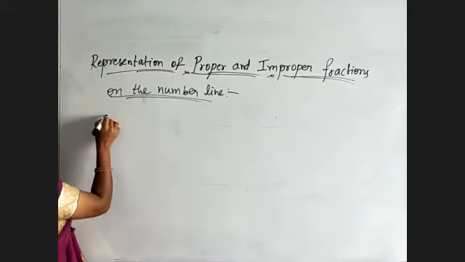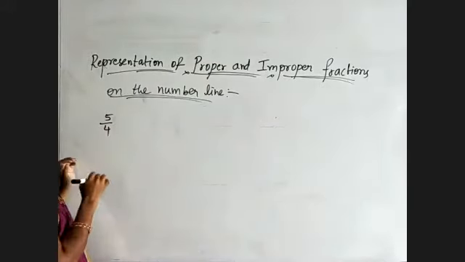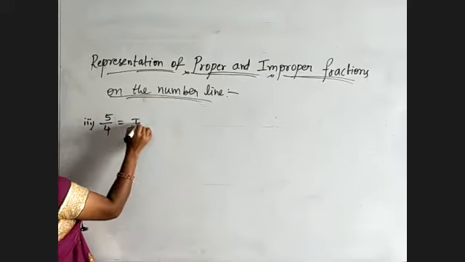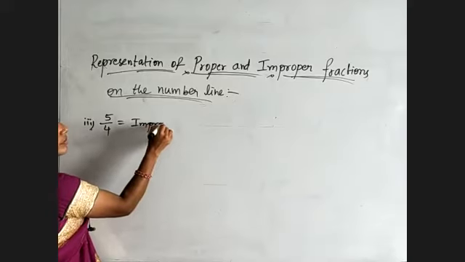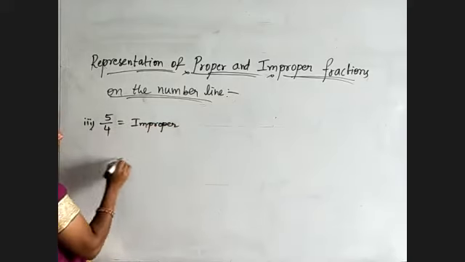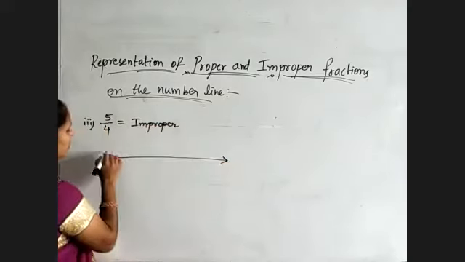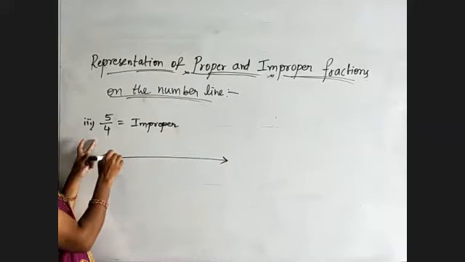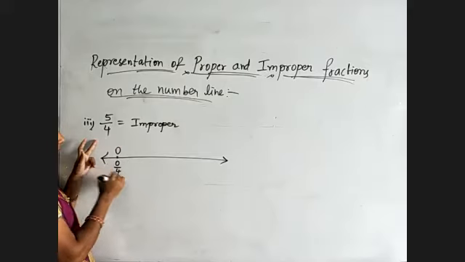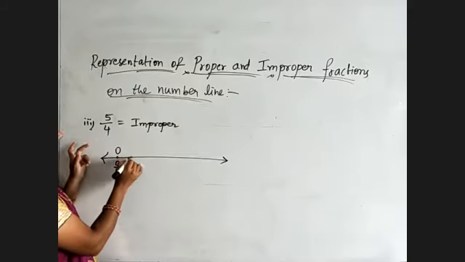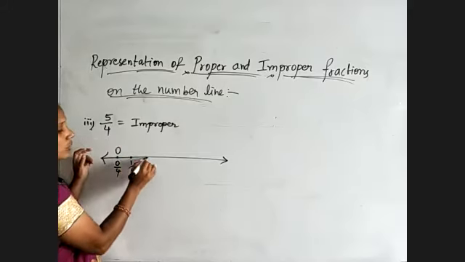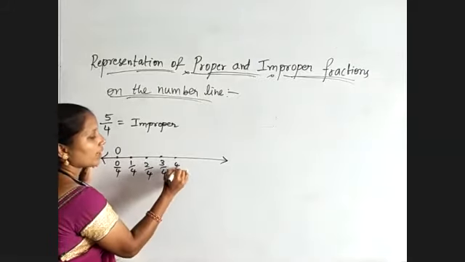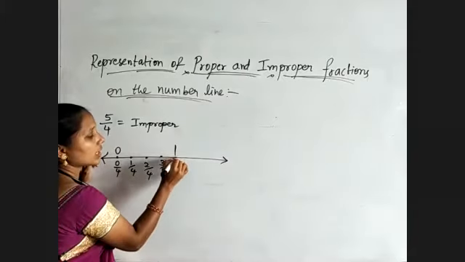First, suppose I have 5 by 4. It is an improper fraction. So draw the number line. First value is 0, and because the denominator is 4, we will take 0 by 4, and next 1 by 4, 2 by 4, 3 by 4, 4 by 4. 4 by 4 is 1.